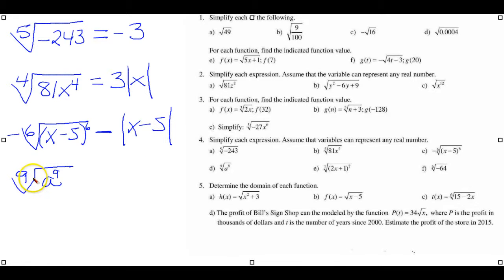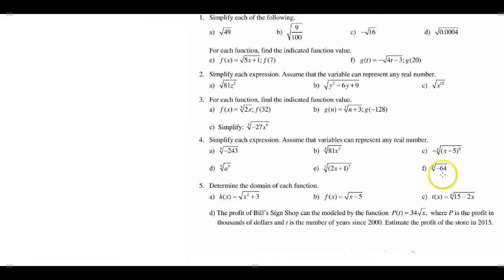And looking at this one here, this is an odd index number. So 9 divided by 9 just gives us an A. We don't need an absolute sign because odd numbers can be negative. Okay, let's do our last few.